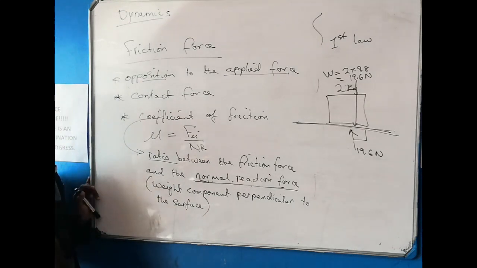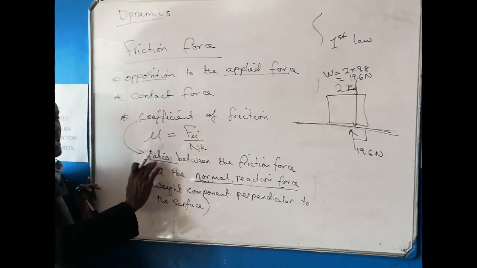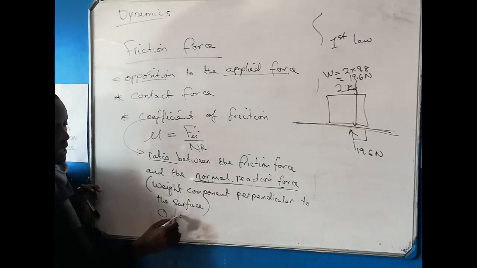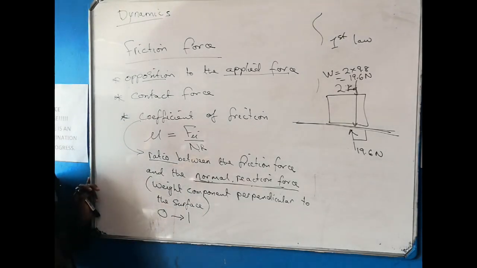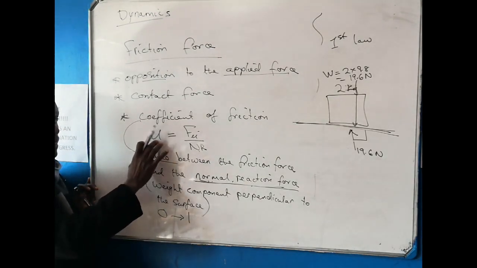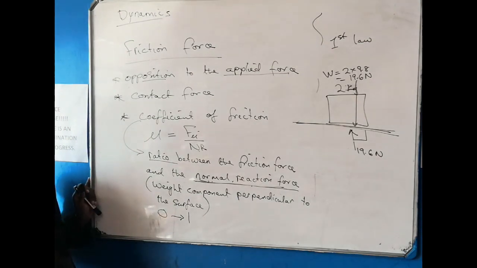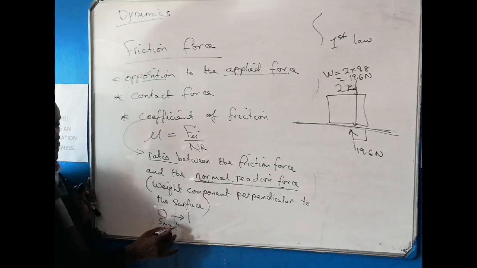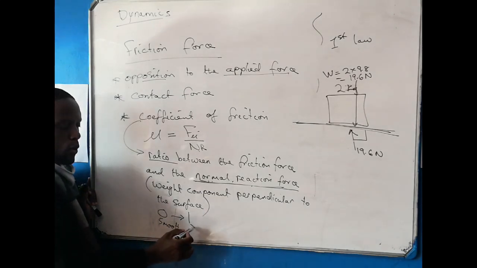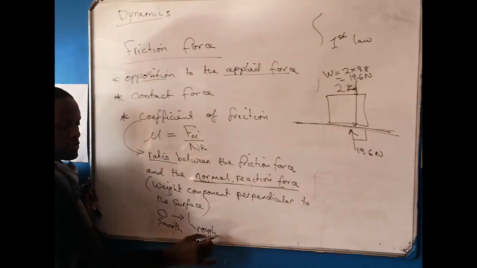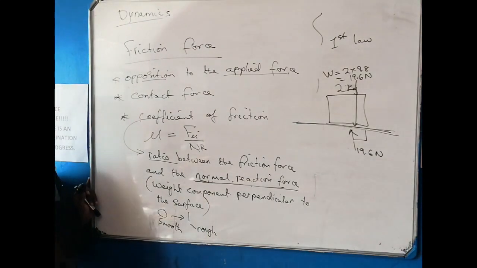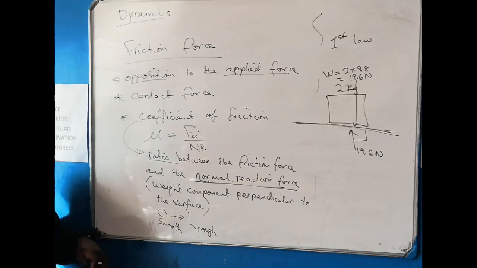Coefficient of friction is a ratio. Ratios do not have units. It's just a number between 0 and 1. It should be less than 1. If an object is moving, this ratio, coefficient of friction, should be less than 1. The closer it is to 0, then the surface is what? Very smooth. The closer it gets to 1, then the surface is very rough, and anything more than 1, the object will not move on that surface.